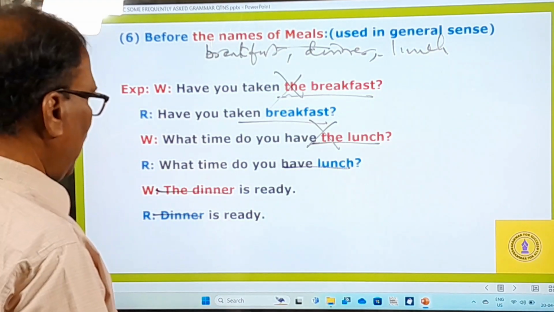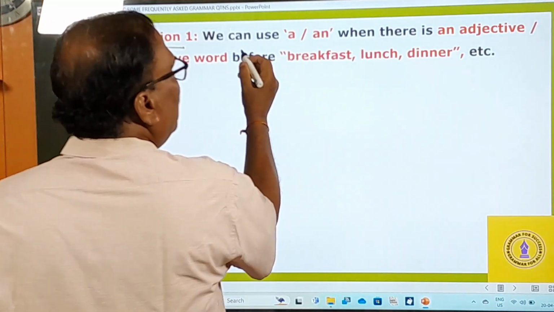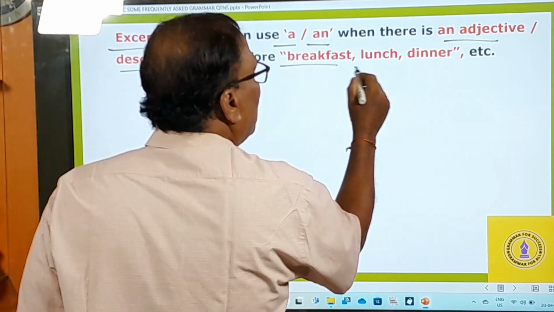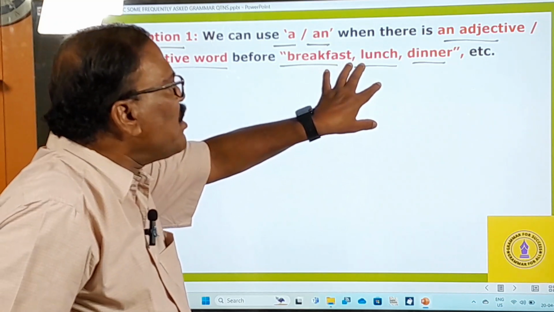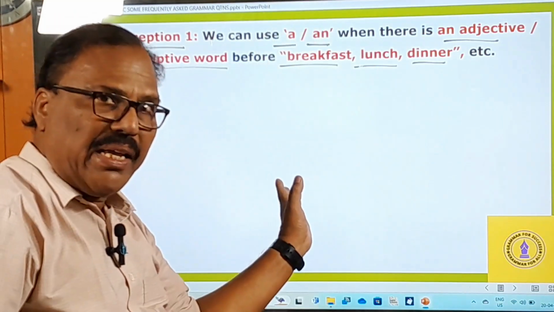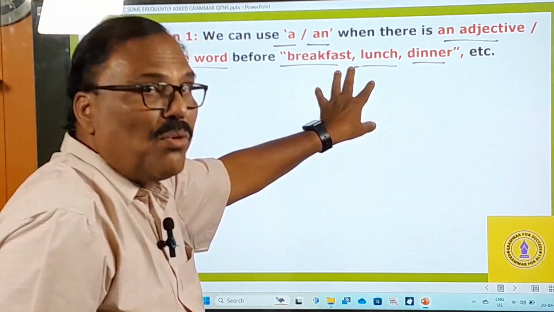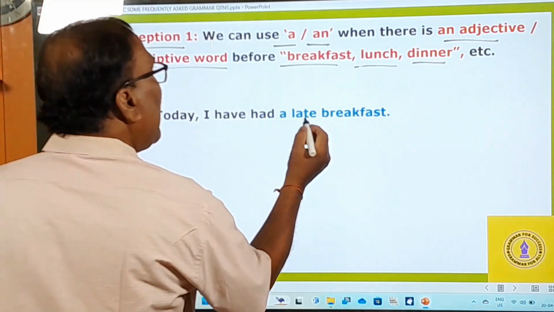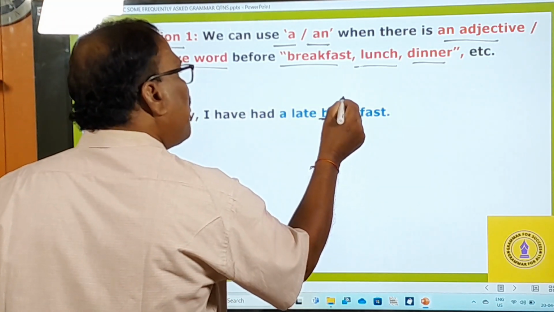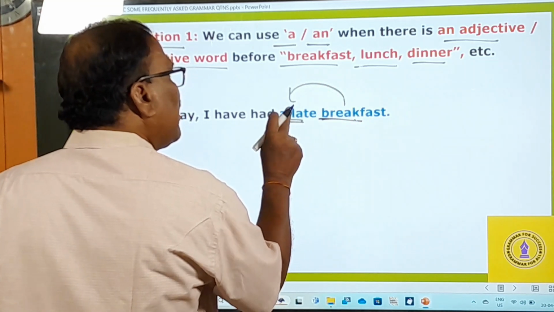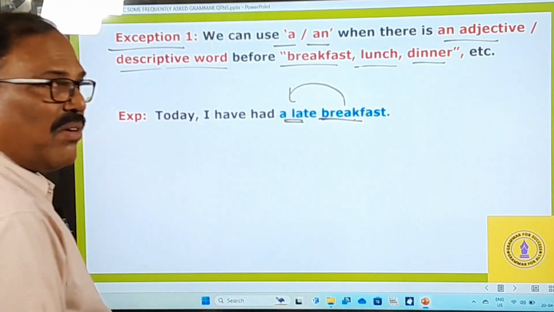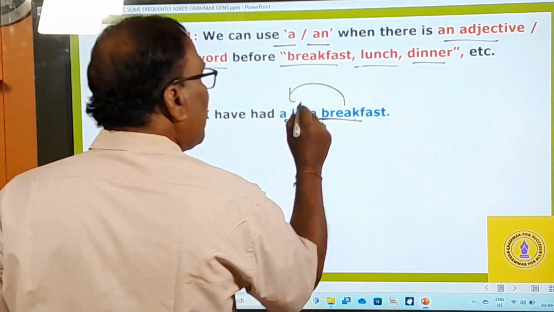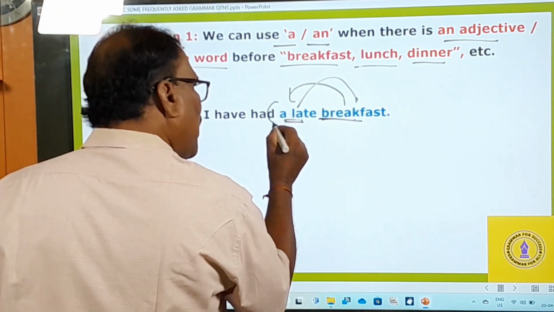Now let's move on to learn other things. Exception 1 is there. What is exception 1? We can use a or an when there is an adjective or descriptive word before breakfast, lunch, dinner. Whenever these names of meals are preceded by an adjective or descriptive word, we can use either a or an. How? Let us see that here. It's an exception. Today I have had a late breakfast. So breakfast is the name of the meal, but here a descriptive adjective is there: the late breakfast. What kind of breakfast? Late breakfast. So it is describing this breakfast. So it's a descriptive word. So before that you can use a late breakfast.